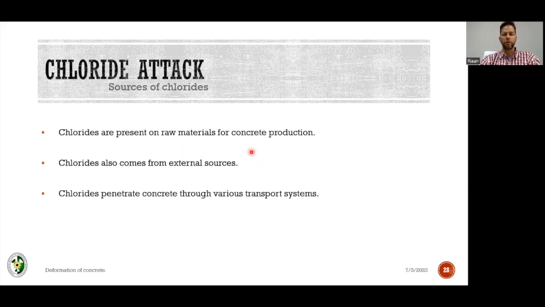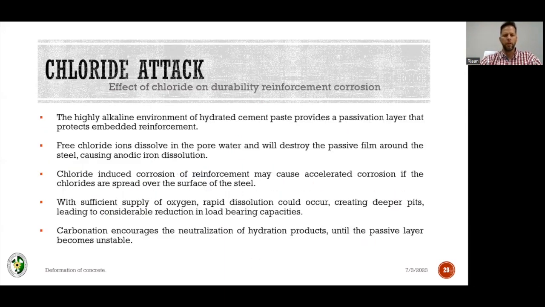Chlorides can also come from external sources, and chlorides penetrate concrete through various transport systems. Again, the chlorides get into your concrete with water. So as soon as the water is able to be sucked into your concrete, it pulls the chlorides with it in there.